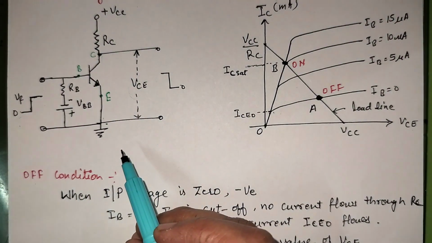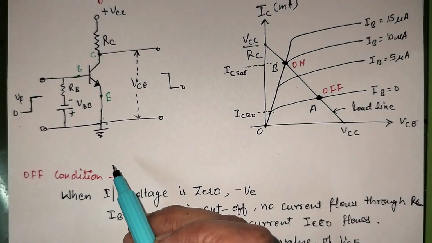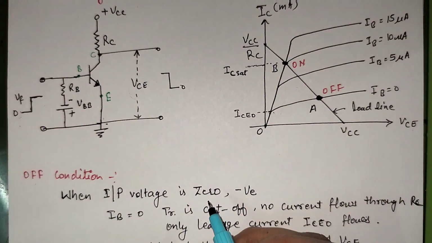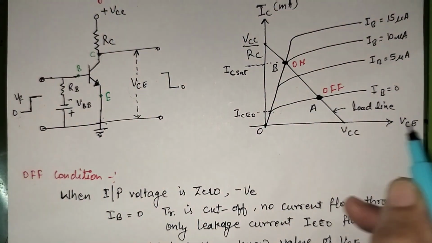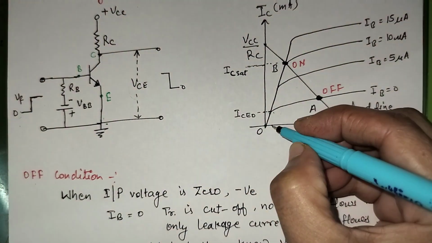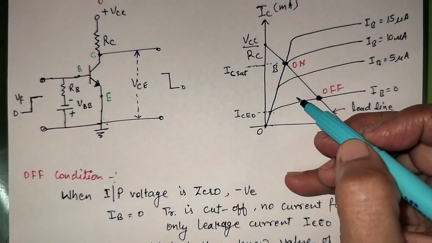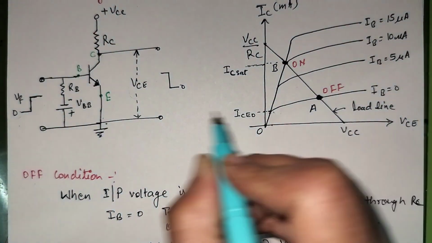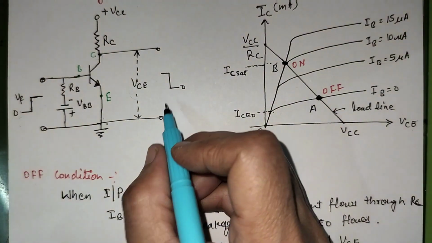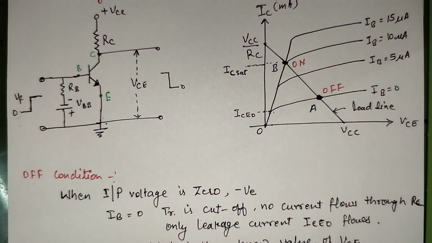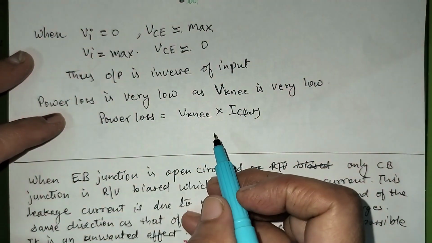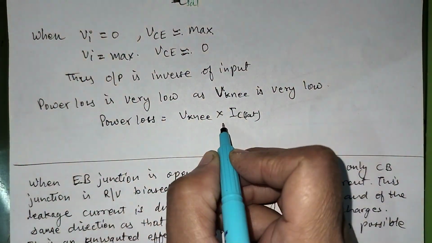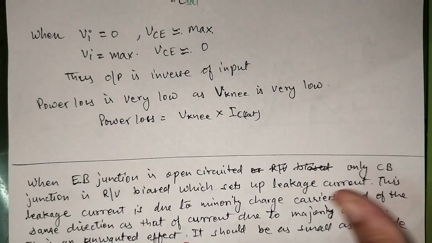When the transistor is used as a switch, the power loss is very low because the knee voltage is very low. The knee voltage is the voltage between the collector and the emitter when the current shoots high. This is the knee voltage. As this knee voltage is not converted into the output voltage, this is called power loss. So the power loss in case of transistor is very low: knee voltage multiply saturation current.